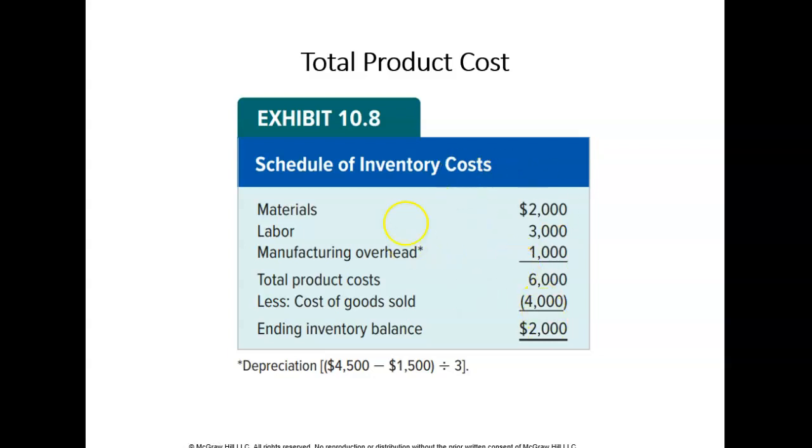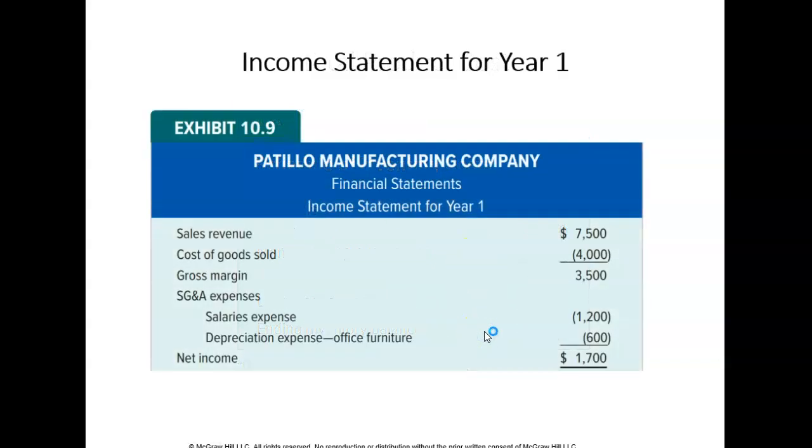So our total product cost was $6,000. Assuming that we sold some of those products and the cost of goods sold was $4,000, the remaining cost of $2,000 will be the ending inventory shown on our balance sheet. So total product cost less cost of goods sold equals your ending inventory balance.